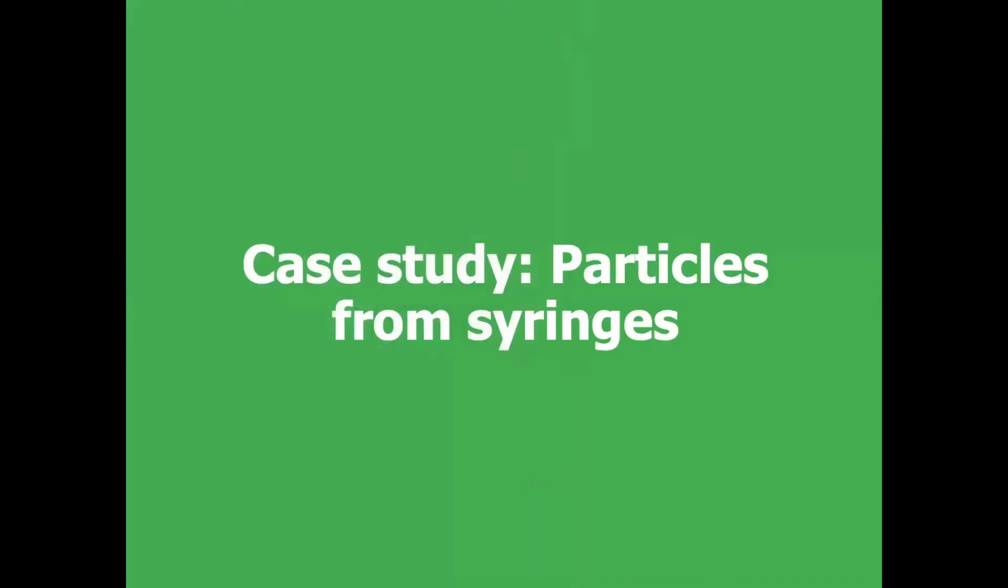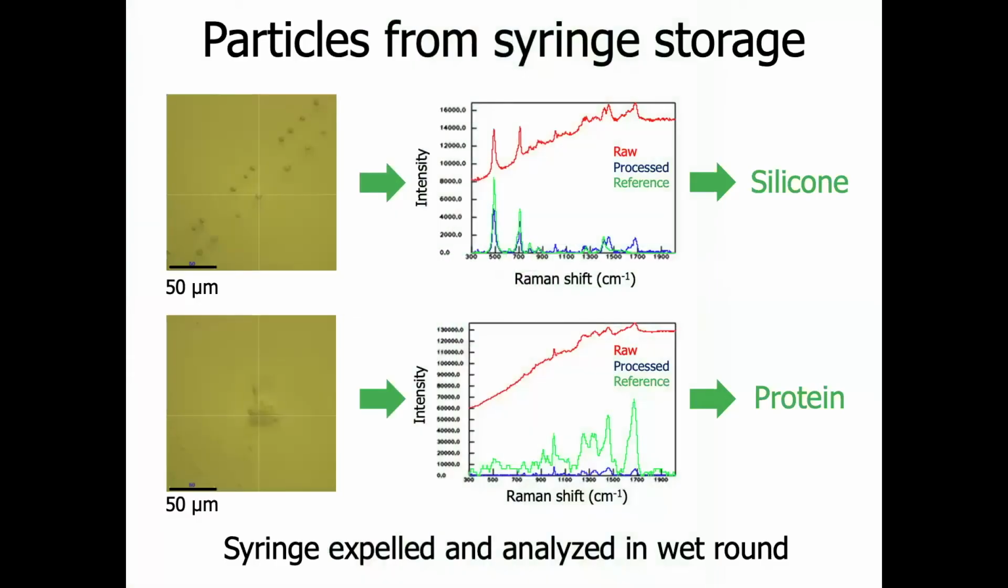The second example is about the analysis of a protein formulation from a pre-filled syringe. The syringe was expelled and the liquid analyzed in the wet round. In this case, the wet round was chosen as we suspected that silicone from the syringe coating might have moved into the liquid, and we wanted to verify that.